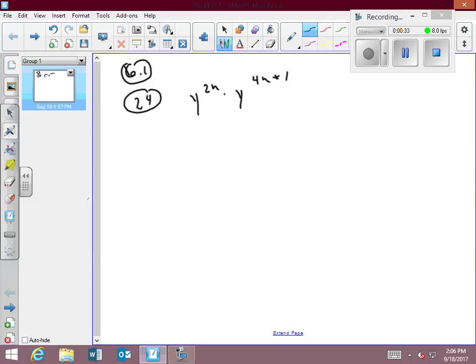So the bases are the same and you're multiplying, right? So what do you do with the exponents? Add the exponents. So it's 2n plus 4n plus 1. I technically don't need those brackets, so it's really 2n plus 4n plus 1. So it's y to the 6n plus 1, right? All right.